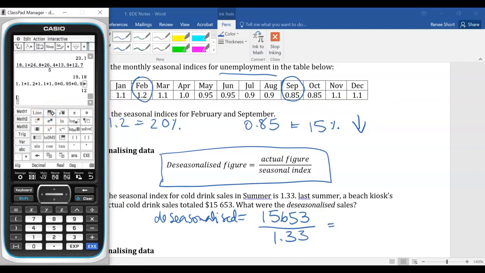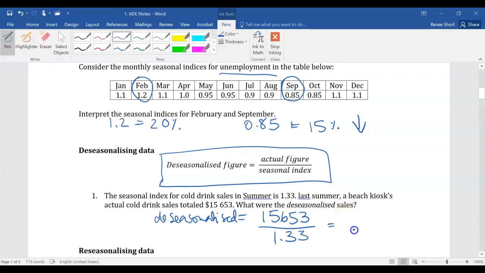Now, if I type that in my calculator over here and press enter, we can see that we have reduced that number down. And if we round that just to the nearest whole number, 11,769. So we've got $11,769 with the deseasonalized sales. Because summer had a seasonal index of 1.33, that means the summer sales are 33% more than the average. So deseasonalizing it will shrink those summer values down so that they are comparable to the rest of the values.